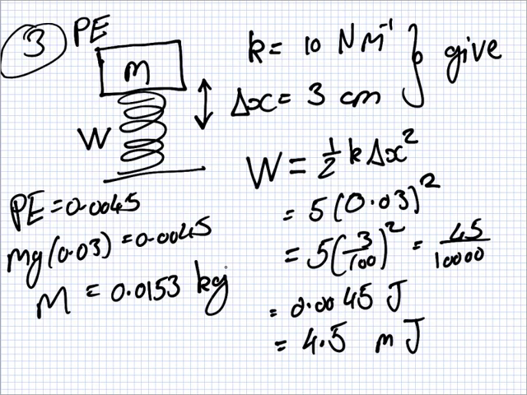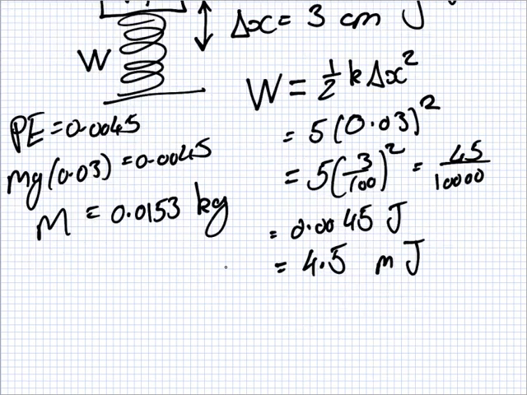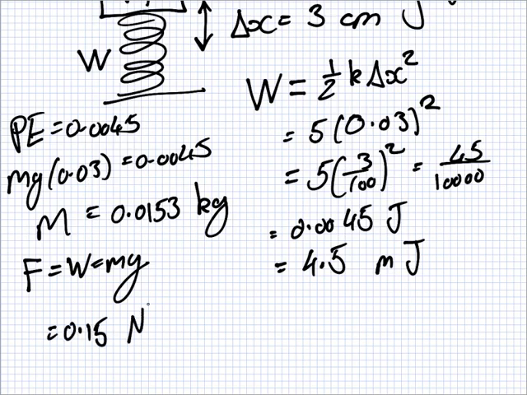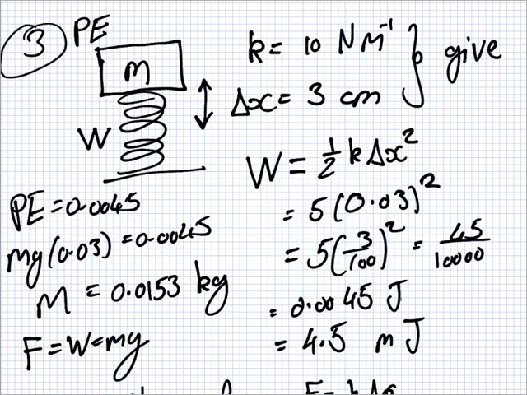You got that? Now that I have the m, I could also work out the force. What's the force? Well, that's the weight, which is mg. So that's 0.15 newtons. But also, you can get the force this way: k delta x. What's the k? 10. k is 10, delta x is 3.